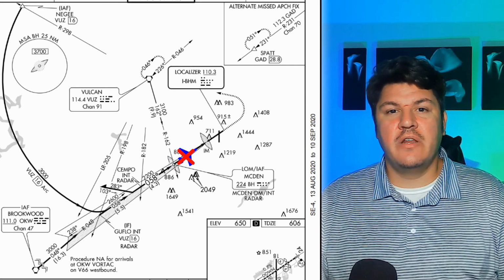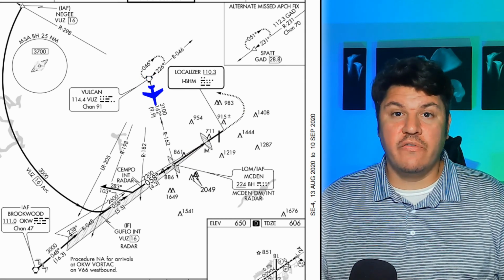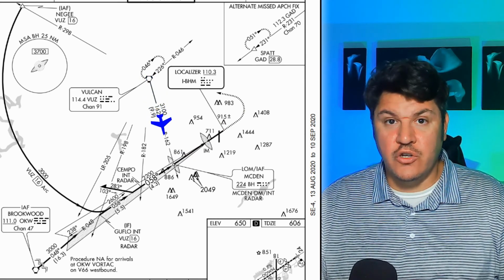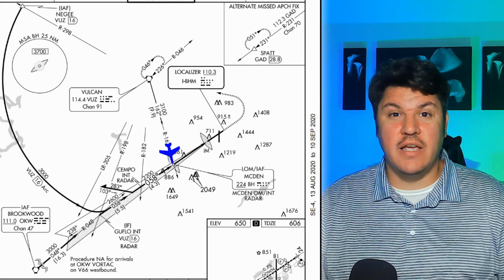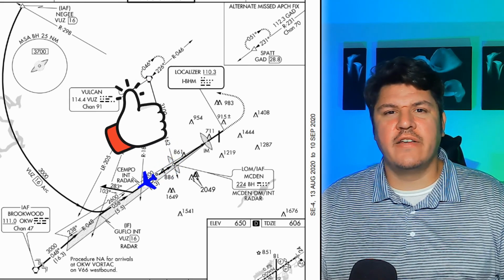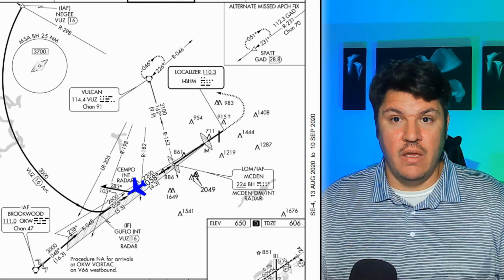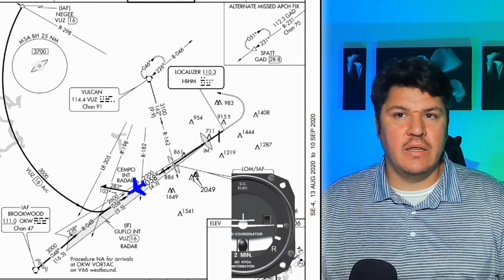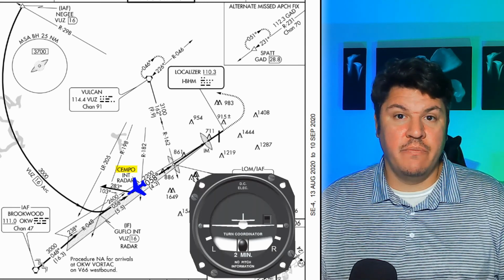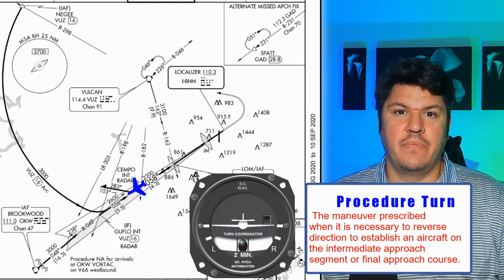So here's what we need to do. We need to fly what's known as a procedure turn. How we're going to fly this procedure turn is by first joining the localizer, except the other way, away from the airport. We're going to join the localizer and fly a 238 course away from the airport. And we're going to do this until we at least pass Sempo. And then after Sempo, we can begin the procedure turn.